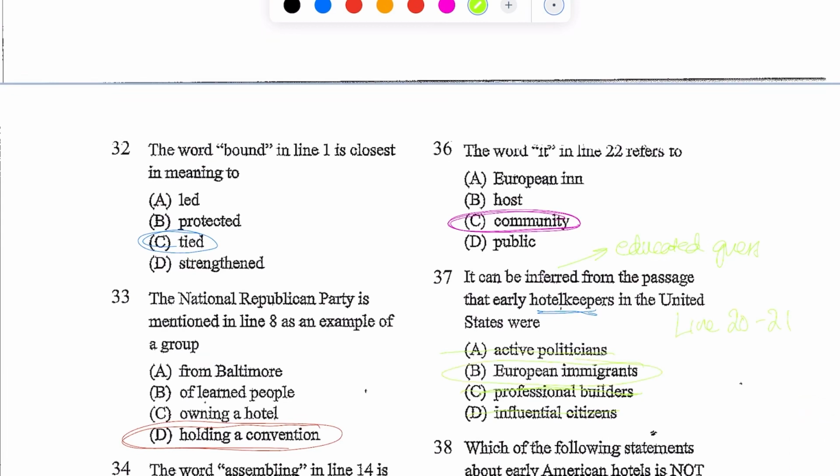So here they were probably European immigrants who used to run an inn, and then they became more powerful and rose up in the ranks of the social and economic ladder. So they got power, they got money, because the hotels were really important in the US. So they became influential citizens, but they didn't start out as influential citizens. They started out as probably European immigrants.